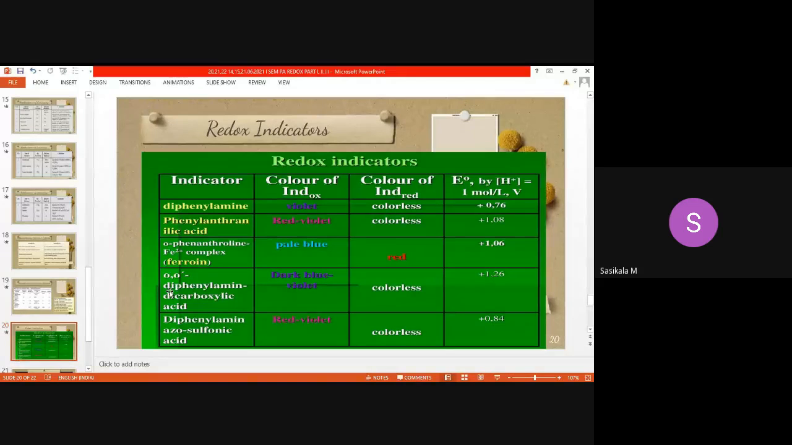Then orthodiphenylamine dicarboxylic acid. It will be dark blue violet color in oxidized condition, then colorless in reduced condition. Then diphenylamine azosulfonic acid, reddish violet and colorless. It is similar to phenylanthranilic acid. The color change will be okay. So these are some redox indicators. Here we have seen ferroin and diphenylamine as common indicators, where other indicators are also used as redox indicators.